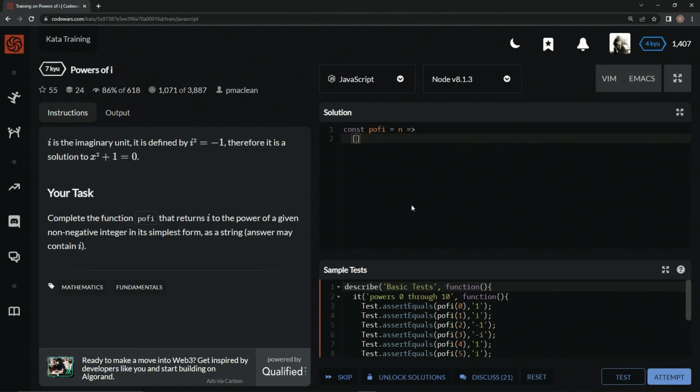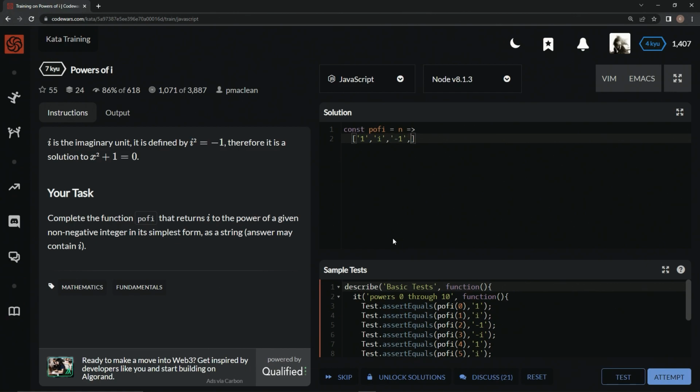So let's say if I to the 0 was a thing, what would that be? It would be 1, right? Because anything to the 0th power is 1. So I to the 1 would be I, right? So I to the 0, I to the 1, index 0, index 1, all right? So if it's I squared, what would that be? -1, right? So let's put -1 right here.